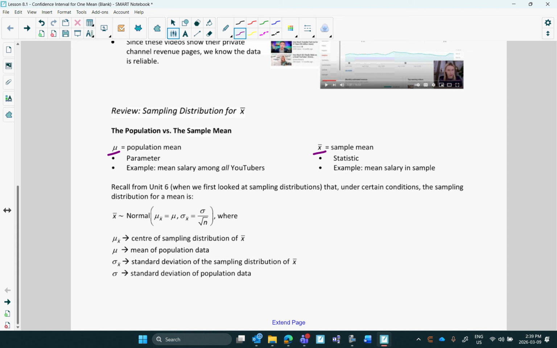Okay, and when we did Unit 6, how did we find the average of the sample means? Well, we took the population mean we were given. How did we find the standard deviation of the sample means? We took the standard deviation of the population we were given, divided by the square root of the sample size. Those are formulas we've already used, and that's what all these represent.